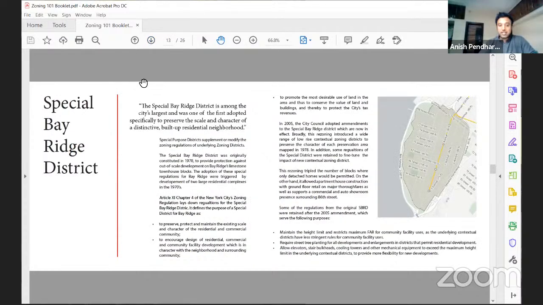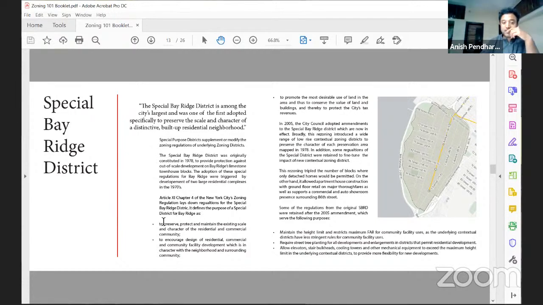And then the special Brighton district. So the area of the special district, what zoning changes does it provide over the existing zoning regulations imposed by the city, and why was it done basically, and then in 2005 when it was amended, why was it amended, and what are the new regulations that are in place right now. For example, it maintains the height limit and restricts maximum FAR for community facility uses, requires street tree planting for all developments, allows elevators, stair bulkheads, cooling towers. So these are some of the amendments that were done in 2005.